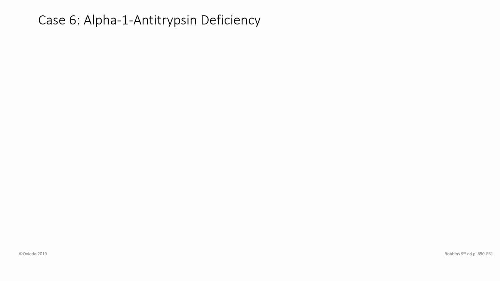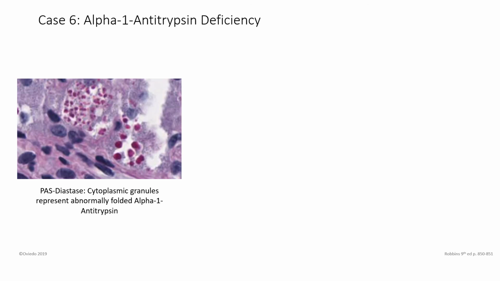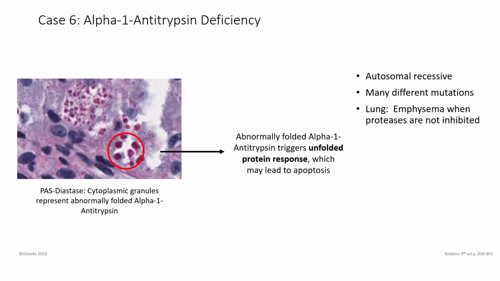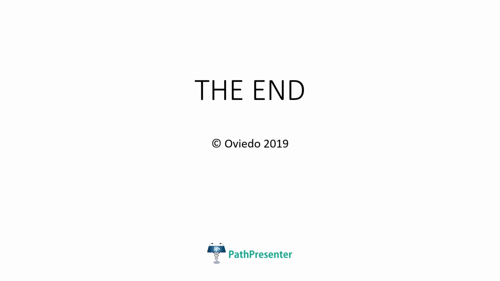Case 6 is alpha-1 antitrypsin deficiency. This is the PAS diastase, which shows the abnormal cytoplasmic granules in the hepatocytes, which represent abnormally folded alpha-1 antitrypsin. These will trigger the unfolded protein response, which may lead to apoptosis. Alpha-1 antitrypsin deficiency is autosomal recessive. There are many different mutations. In the lung, you can get emphysema when the proteases are not inhibited. Okay, that's it.